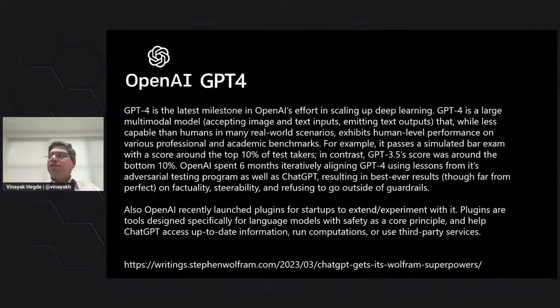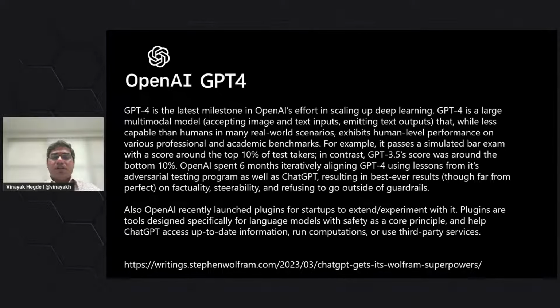And I think if you have been following the news, GPT-4 can also interact with the external world using plugins. Plugins are tools that are specifically designed for language models as a core principle and help ChatGPT access up-to-date information, run computation, or use third-party services, right? Language models are really good at understanding and interpreting human language, but they may not have the latest data, right?